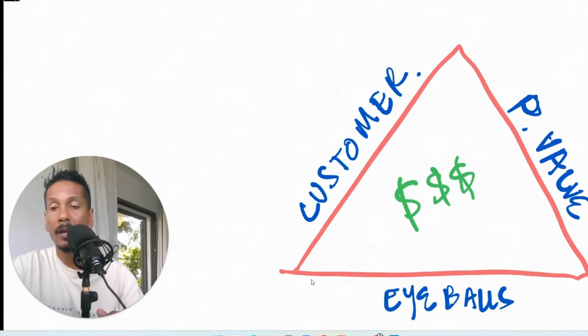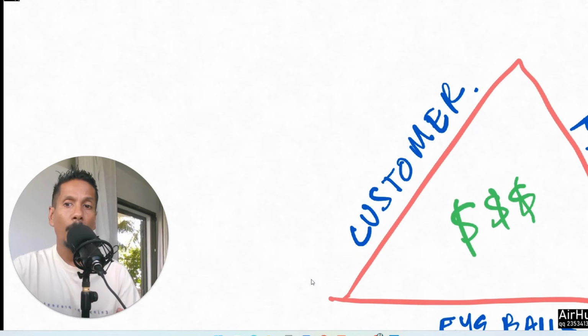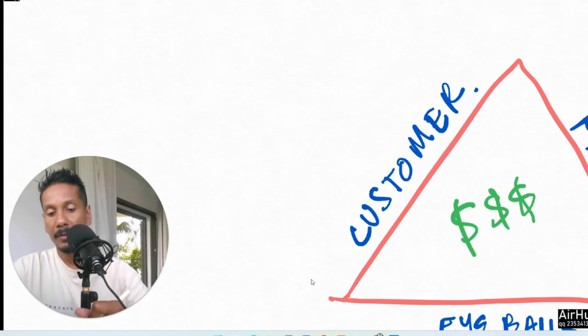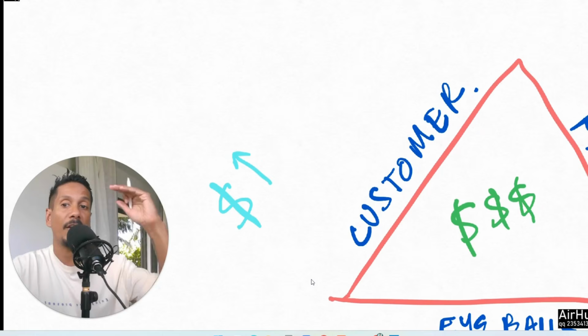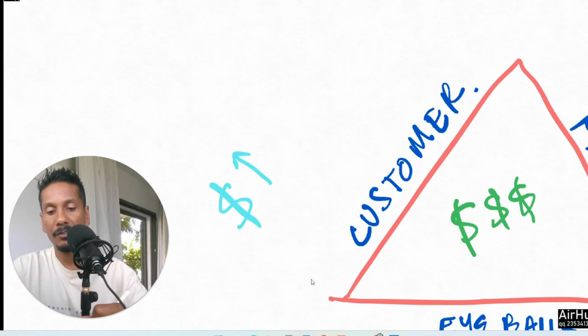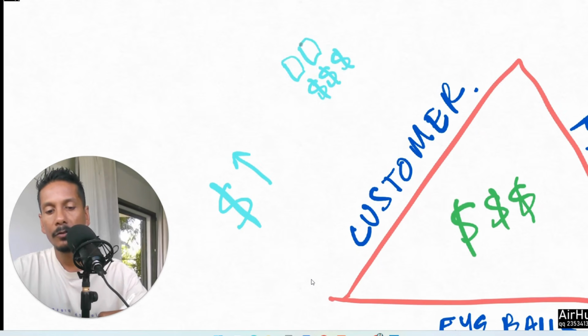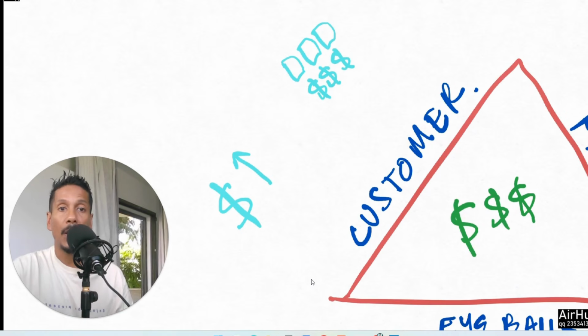Right, so what does each of these look like? Let me break it down a little bit. So with the customer, what we want to do is find a customer that's spending a lot of money on books. So I'm just going to put a little arrow there. So they're willing to spend a high price for your book. And the second thing is they're actively buying books right now on Amazon.